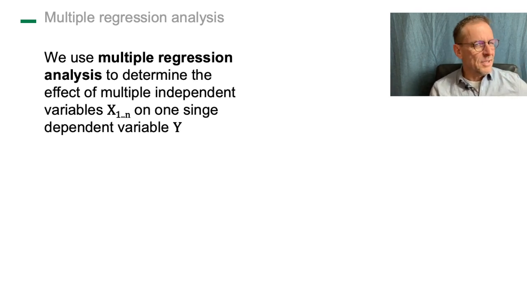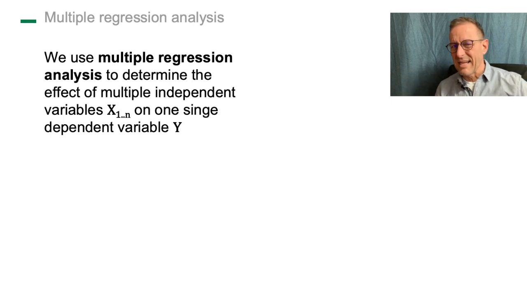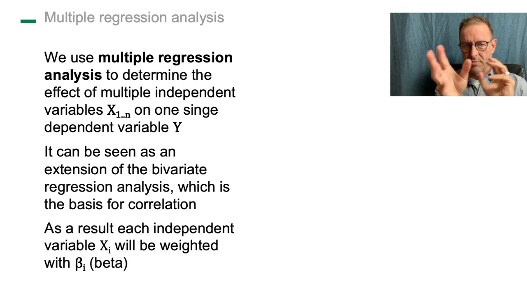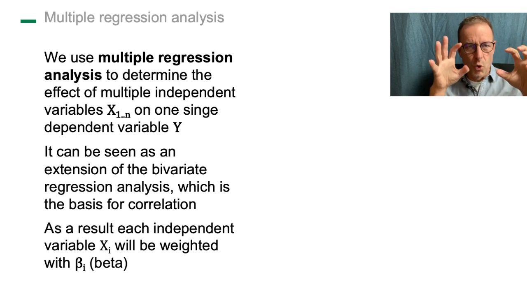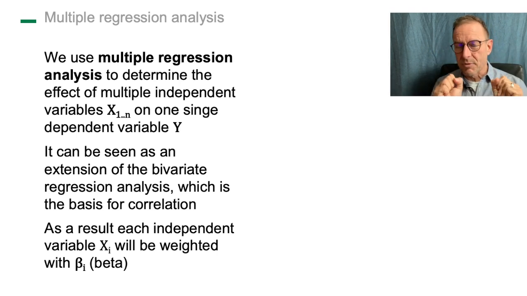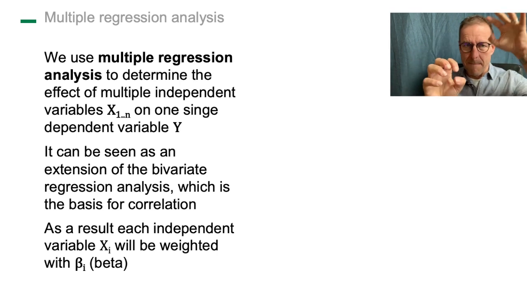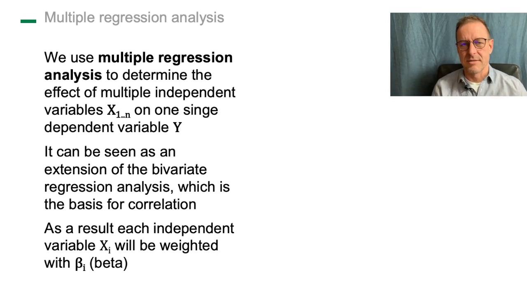So you can think of the multiple regression analysis as an extension of the bivariate regression analysis, which is what we typically name the correlation. With the correlation you have one independent variable, one dependent variable, and you simply look at the correlation between the two. With multiple regression analysis you have one dependent, but many independent variables.